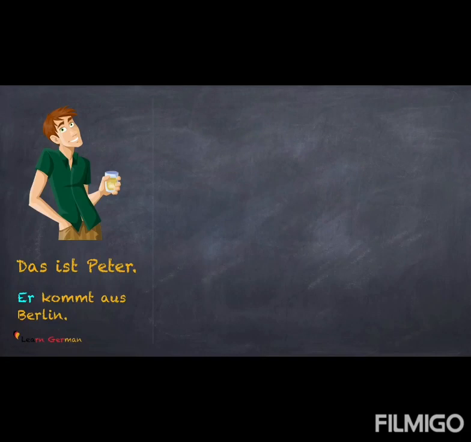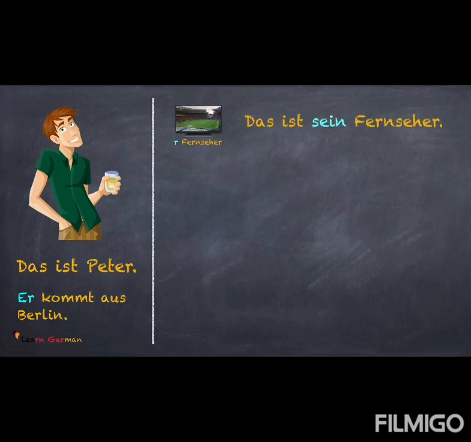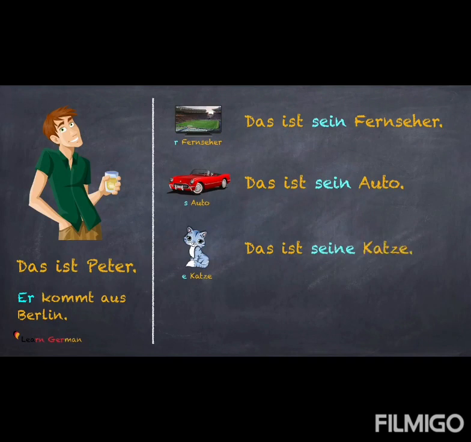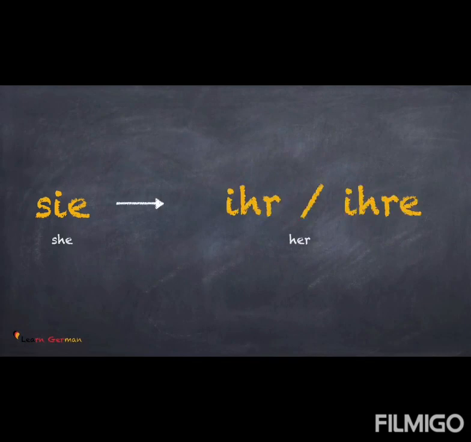Das ist Peter. Kommt aus Berlin. Das ist sein Fernseher. Das ist sein Auto. Das ist seine Katze. Das sind seine Bücher. Let's come to the singular pronoun for feminine, sie. And the possessive pronouns in nominative are ihr or ihre. Let's see how to use them.